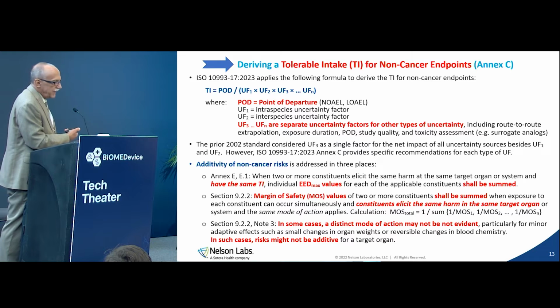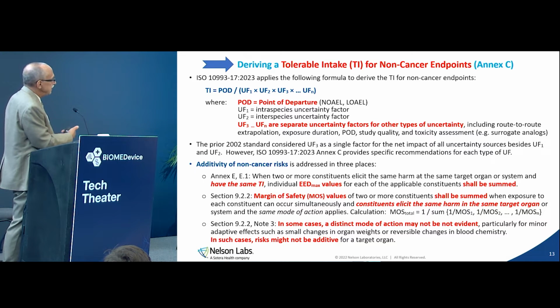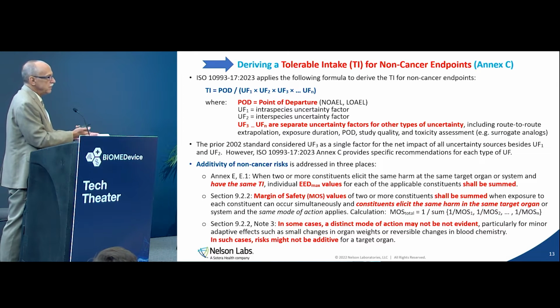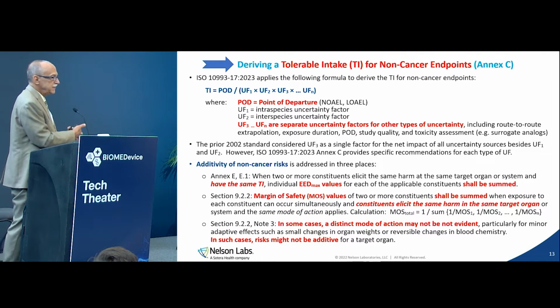Next, we're going to talk about deriving that tolerable intake for the non-cancer endpoints, everything except cancer, from Annex C. This is normative. The formula is familiar from the old standard. It equals a point of departure, usually a no effects level or a lowest effects level, divided by a bunch of uncertainty factors because you're extrapolating toxicity from an animal study to a human.